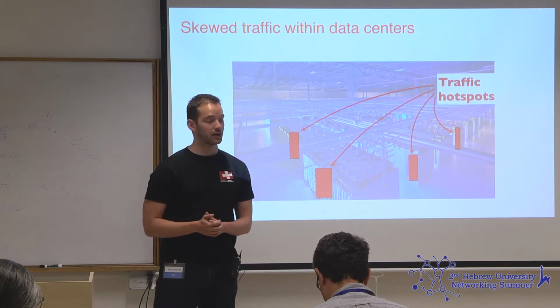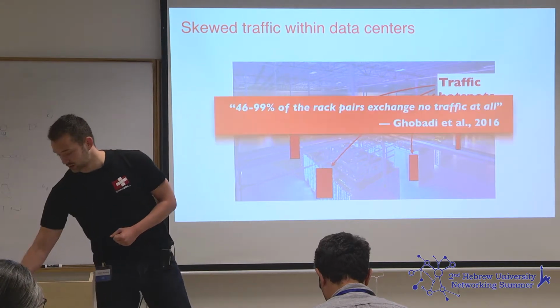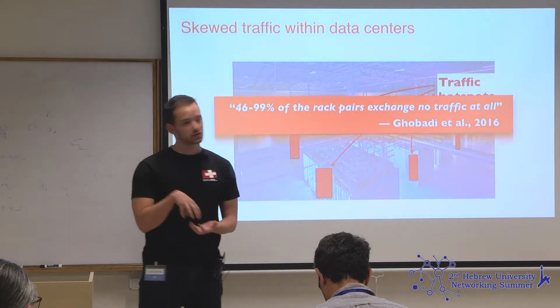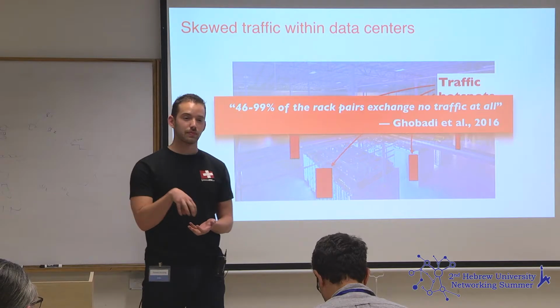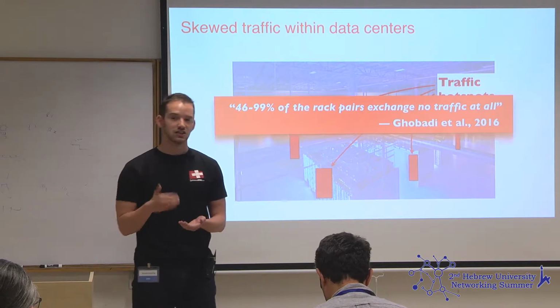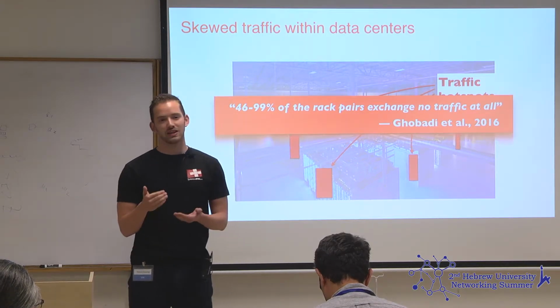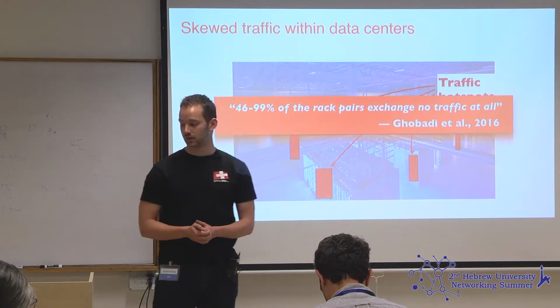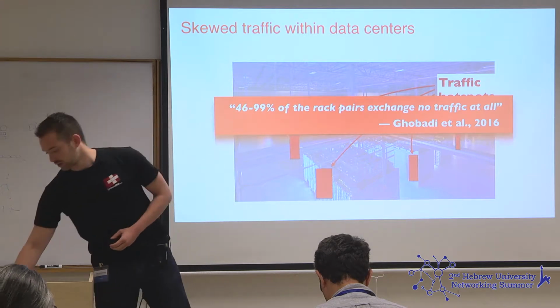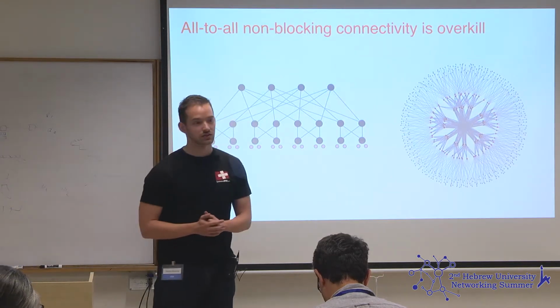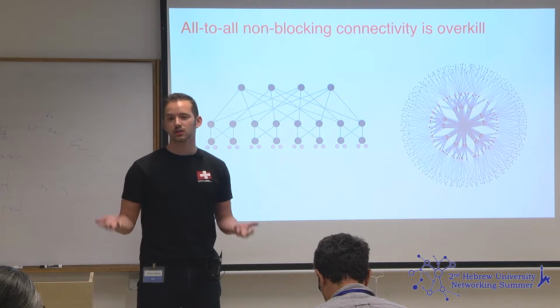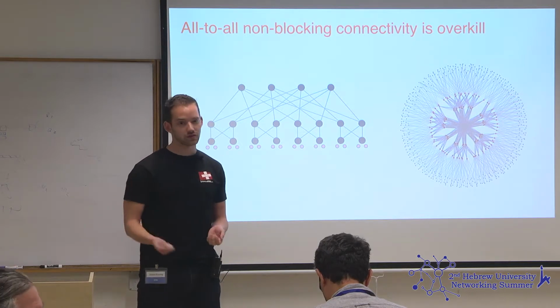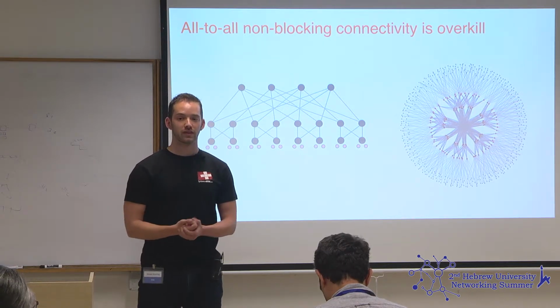A recent study by Microsoft has shown that 46 to 99% of the rack pairs within the data center exchange no traffic at all, which really highlights how skewed a case it is within a data center. So creating fully non-blocking interconnects, which are extremely expensive, in this skewed case makes no sense. It's expensive and you barely use any part of the network.